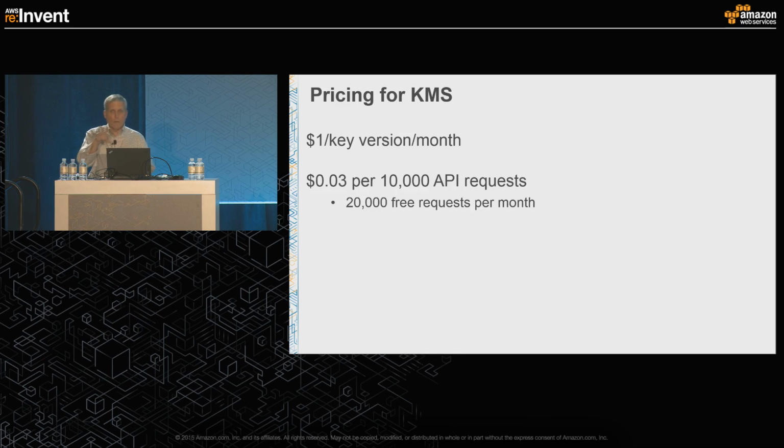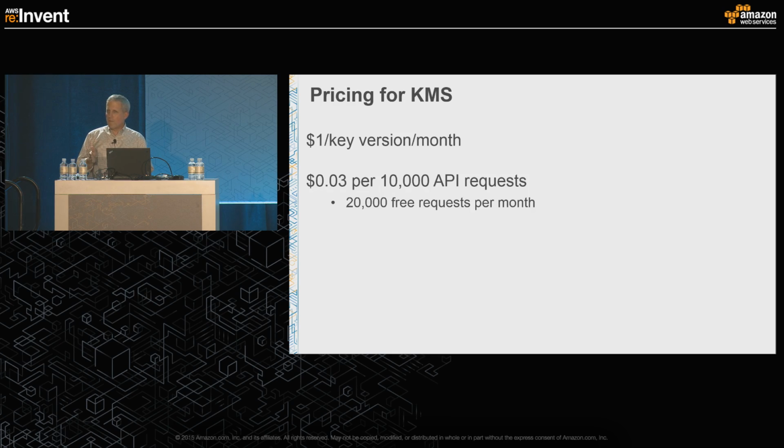Well, I will say that when you go about creating an encrypted volume and mapping it to an instance, that's 3 API calls. Okay? So you can do the math. You're about 3,400 volumes above the 20,000 free requests before we start charging you 3 cents.